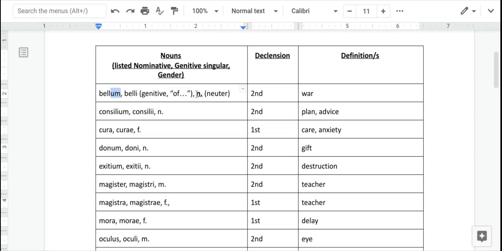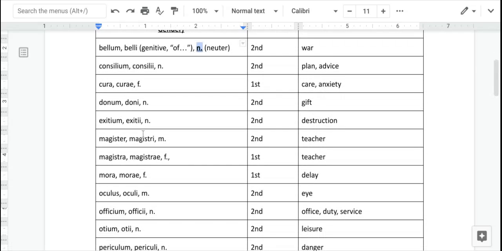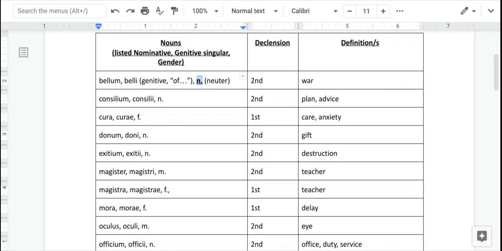And then the N stands for neuter. So a couple new things here. We'll take a look at what the genitive case does and see it in sentences. But this is your standard format for listing a noun in Latin: nominative, genitive, and then gender. Any UM noun, though, you can assume is going to be second declension neuter. And we're also going to find out what's a little bit different about that in this chapter.